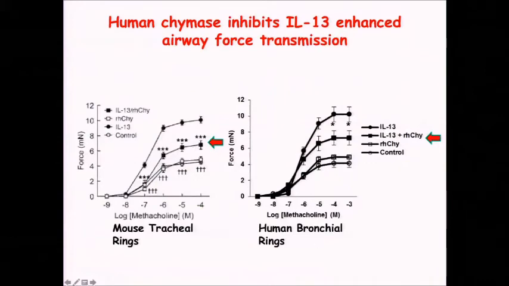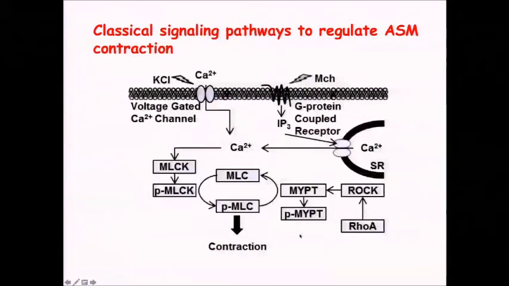And the same thing's true if we use human bronchial rings. And I'm not showing you the data, but we can get rid of the epithelium from these rings, and we still see exactly the same effect. So that suggested that somehow recombinant human chymase is acting on the muscle or something around the muscle to affect force transmission. So we understood how airway smooth muscle is induced to contract.